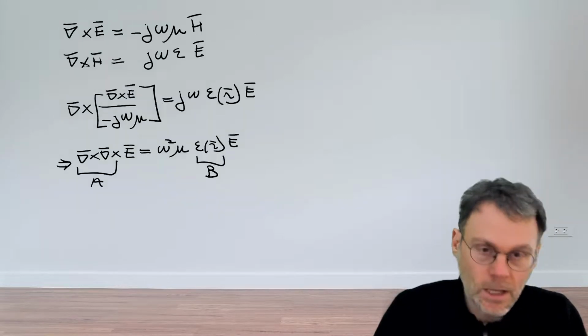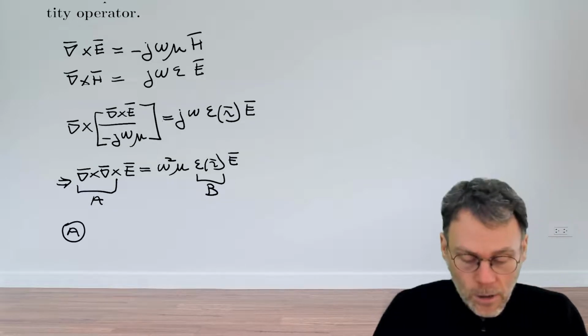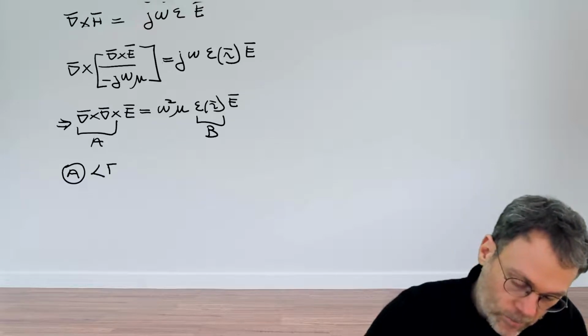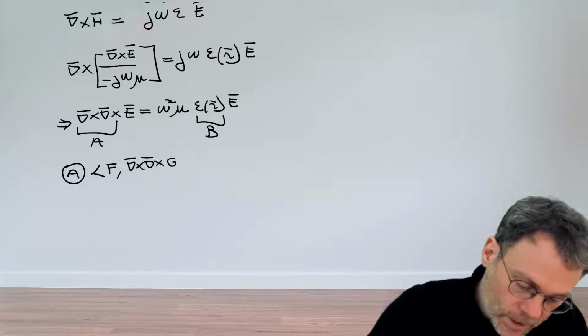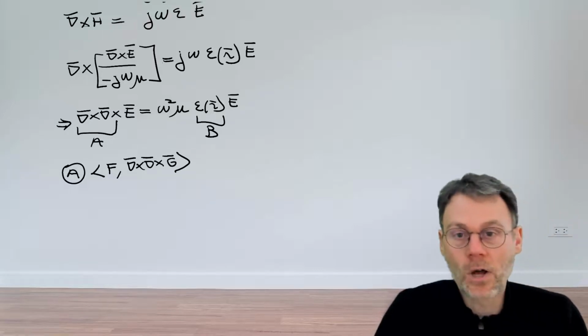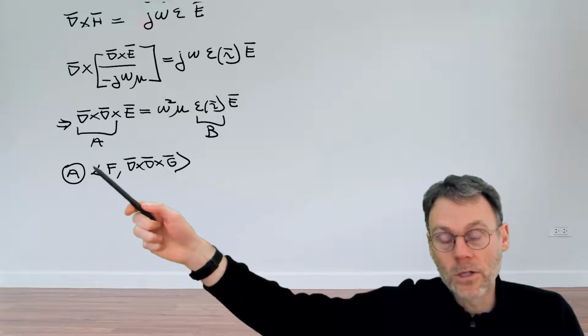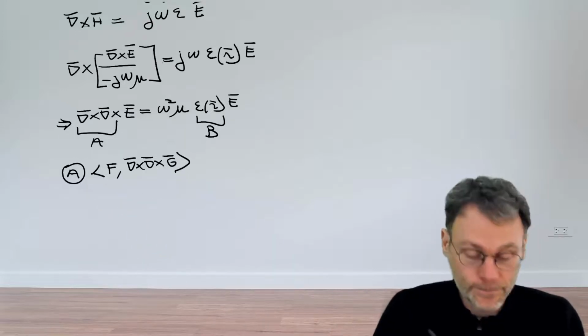Let's check that. Let's first focus our attention on our operator A. Now, in order for this operator to be Hermitian, we need to start from, for example, the operator operating on the second factor over here. And we need to try and move this operator, this curl, so that curl operates on F. And if we get the same result, then we have a Hermitian operator.